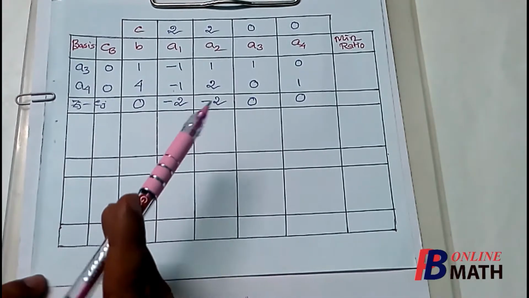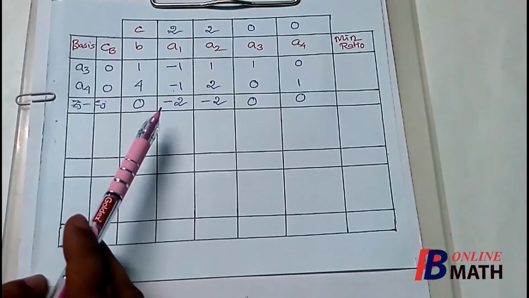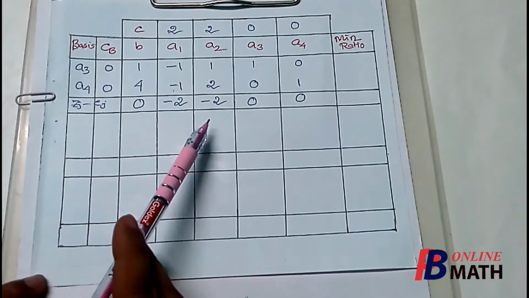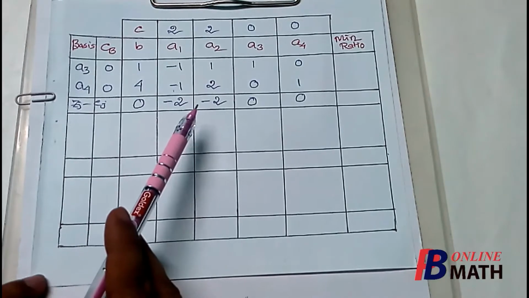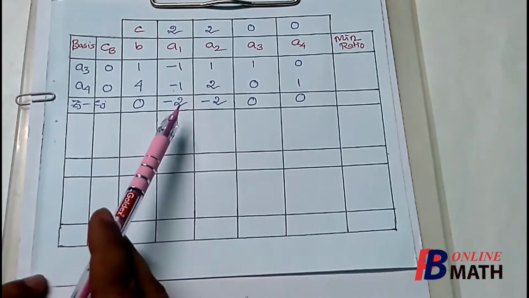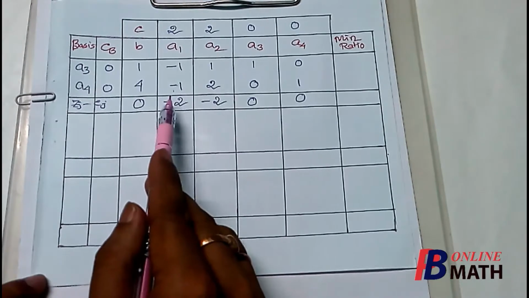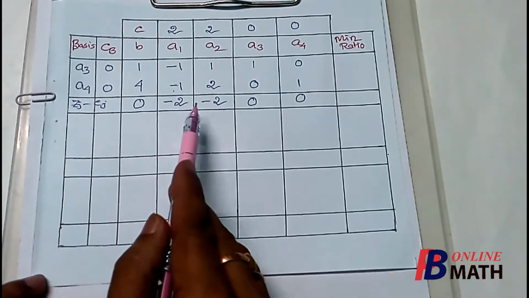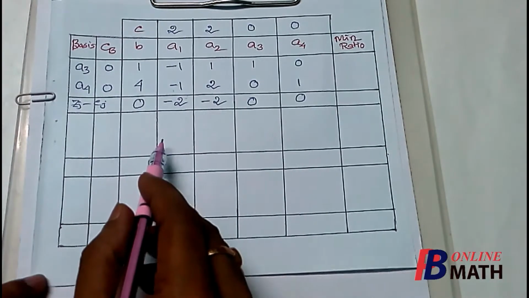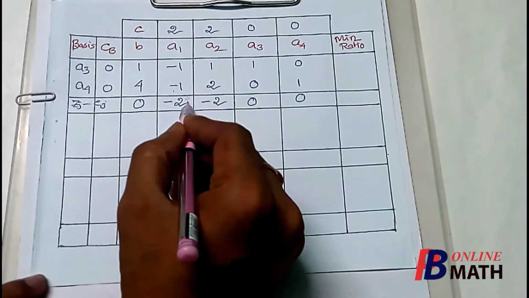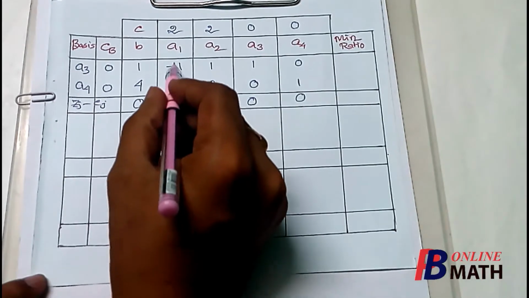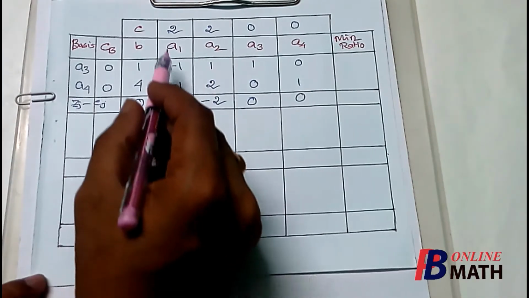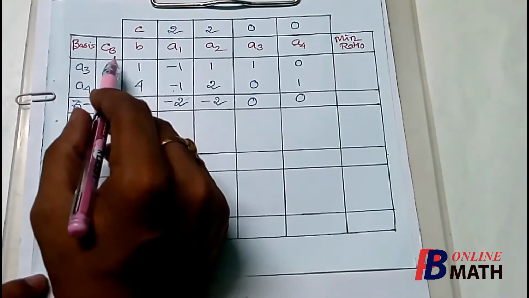For that we have to select the most negative value of zj minus cj. Now here we find that both the negative values are the same. So we can select any one of the negative values. Since both the values are the same, we can take any value. As for example, if we select this value, this value corresponds to the vector a1. So a1 will be the vector that will enter the basis.